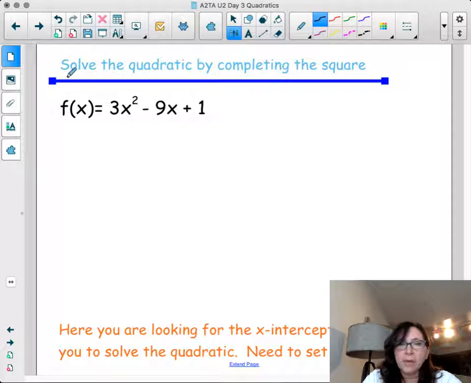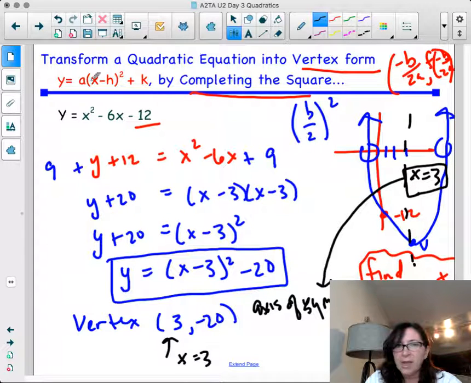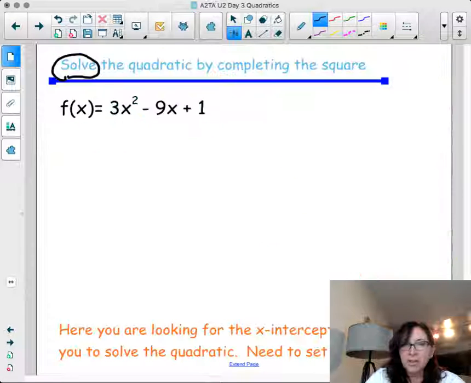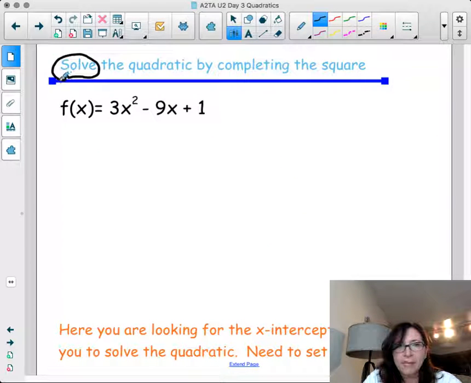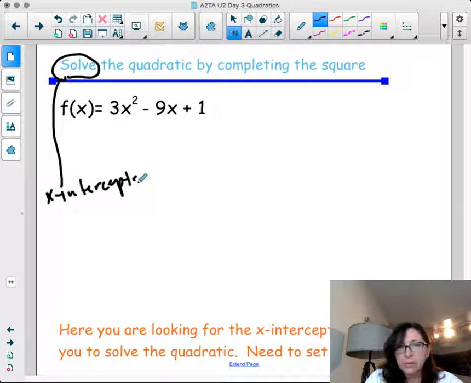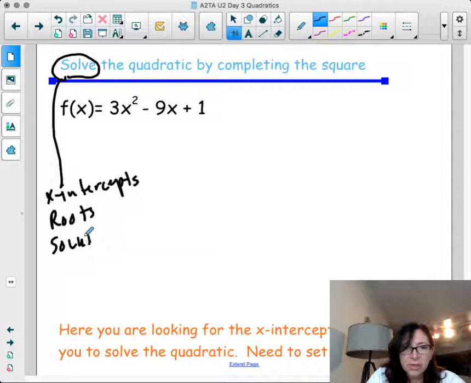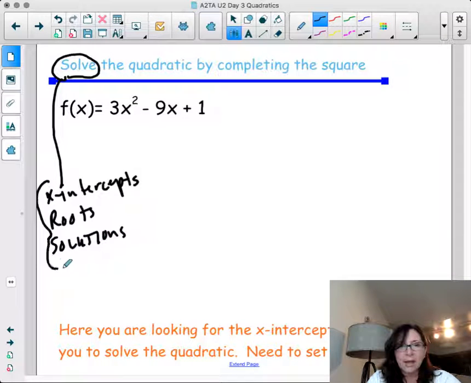Again, now this one, I'm asking you to solve the quadratic, where here, I didn't ask you to solve the quadratic. I asked you to find the vertex. Okay, so when I'm asking you to solve the quadratic, I'm asking you to find the x-intercepts. And another way to say x-intercepts are roots or solutions. So any one of these I could say, and what I'm really saying is solve the quadratic. So again, if I want to find the x-intercepts, note to self, set y equal to 0.